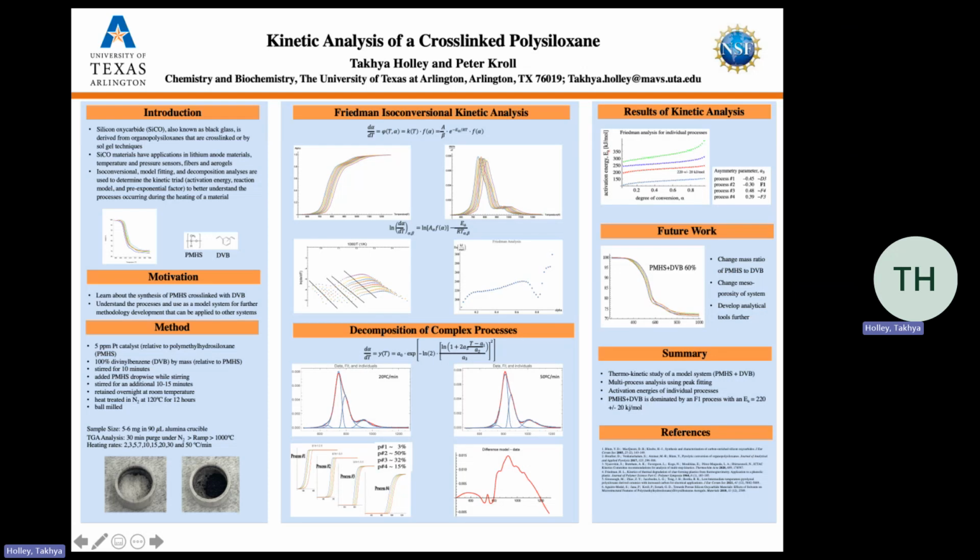Silicon oxycarbide is derived from organopolysiloxanes that are cross-linked or made by the sol-gel technique. They have applications in lithium anode materials, temperature and pressure sensors, fibers, and aerogels. Isoconversional model fitting and decomposition analyses are used to determine the kinetic triad to better understand the processes occurring during the heating of the material.